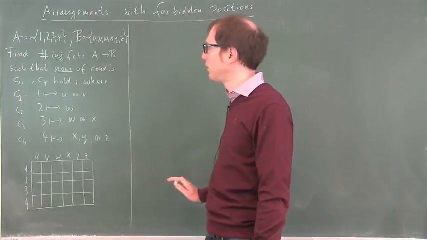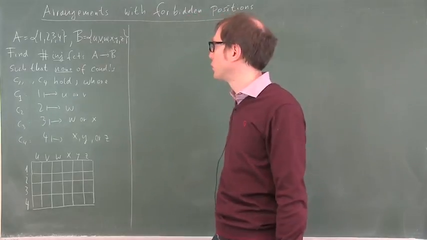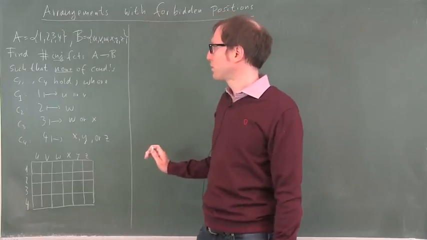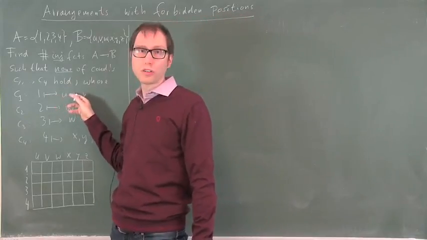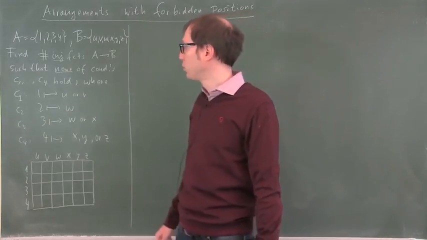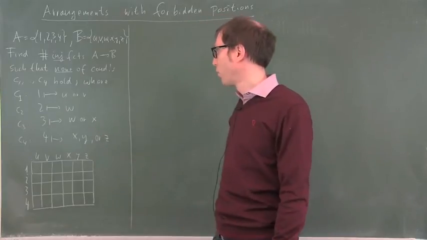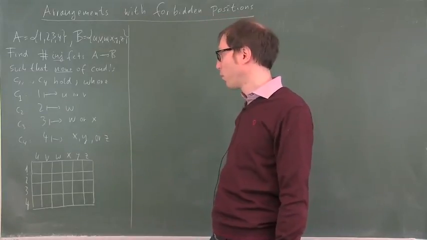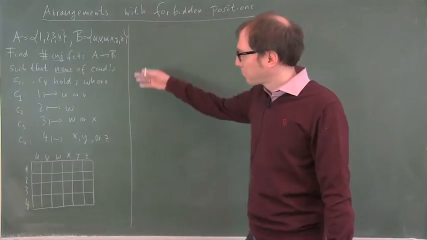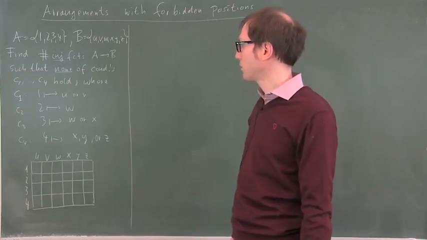And careful here again. The statement is that we satisfy none of these conditions. And what are these conditions? Condition C1 is that 1 goes to U or to V. Condition 2 says that 2 has to go to W. Condition 3 says that 3 goes to W or X. And condition 4 says that the element 4 goes to X, Y, or Z. It looks like a really complicated problem to count these functions.